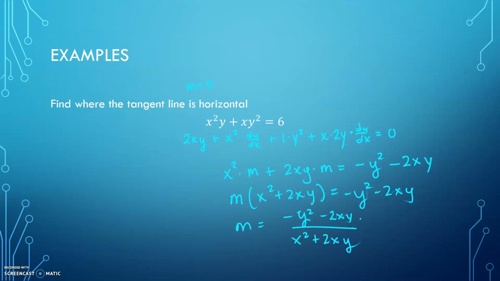So now we have a fraction. We want to know when the fraction is equal to 0. So we're trying to figure out when is m equal to 0. So negative y squared minus 2xy over x squared plus 2xy is equal to 0. So we're going to factor that and find the zeros that way. So I'm going to take out a negative y.